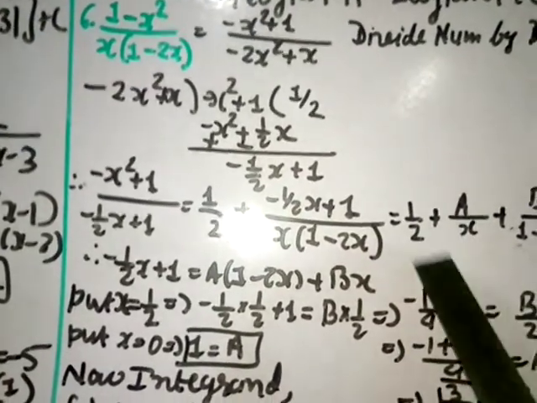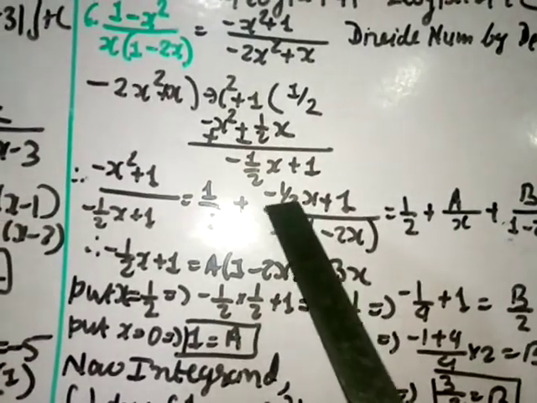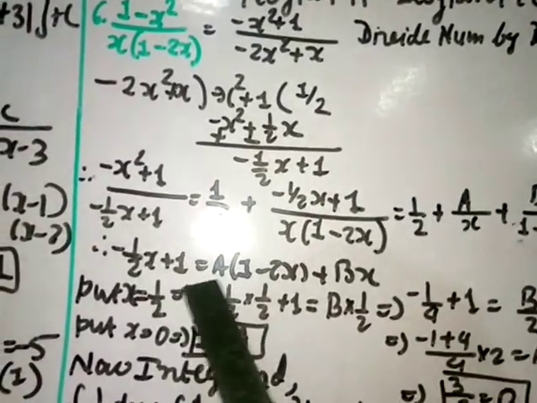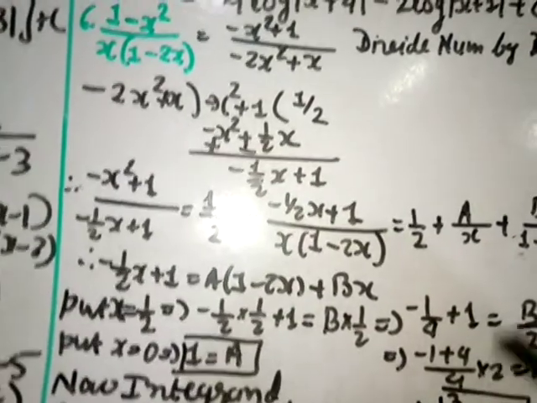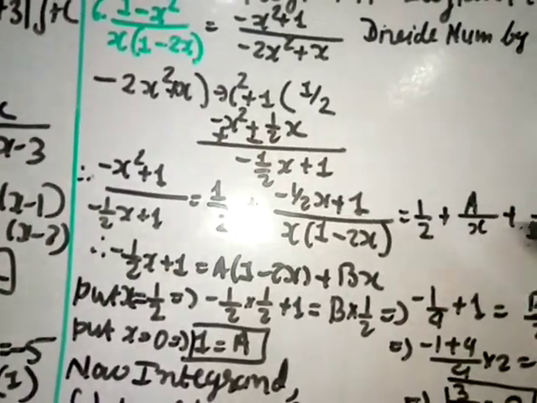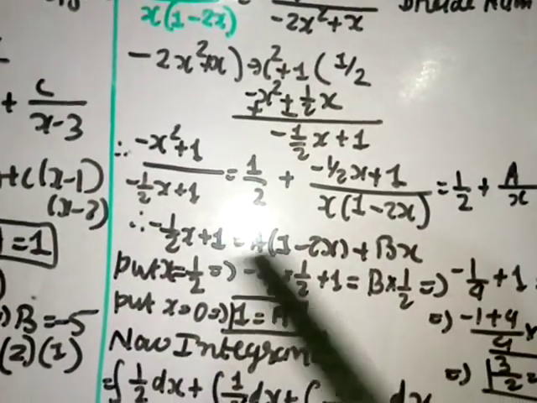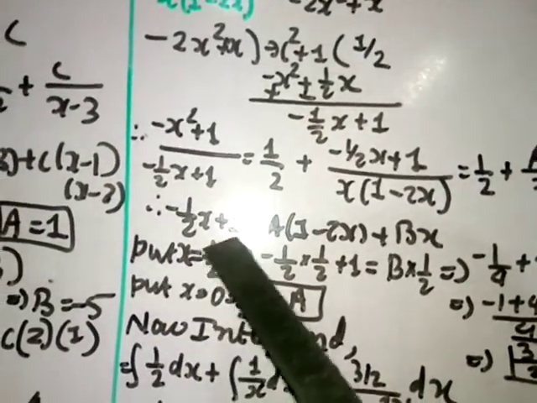I mean for 1 by 2 I am not checking, only will check this a and b term. So minus 1 by 2 x plus 1 equal to this a plus b, a by x plus b by 1 minus 2x. Okay, then cross multiply. After cross multiplying you get these. Now you put 0 of this, I am putting first x equal to 1 by 2.